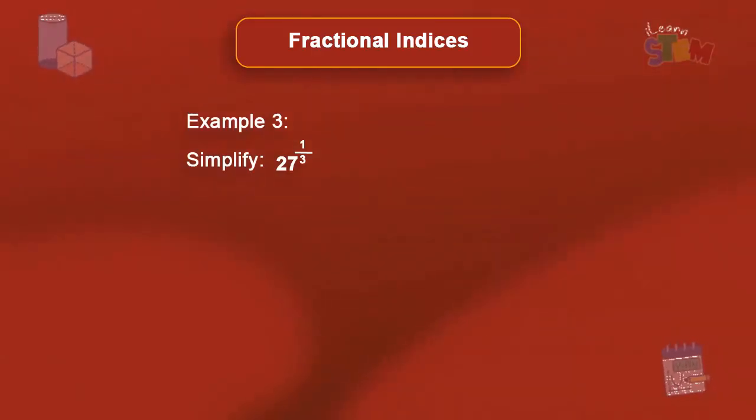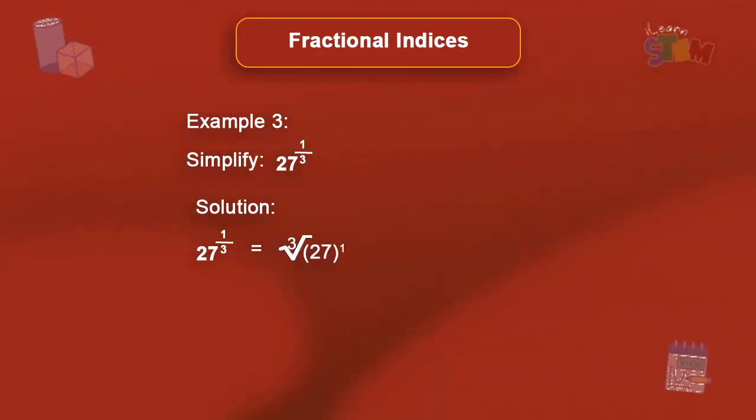Simplify the following numbers. Solution. 27 raised to power 1 over 3 equals the cube root of 27 raised to power 1. Cube root of 27 equals 3. And when raised to power 1, still gives us 3. Therefore, 27 raised to power 1 over 3 equals 3.